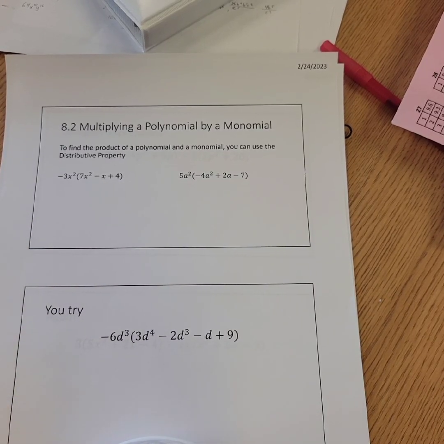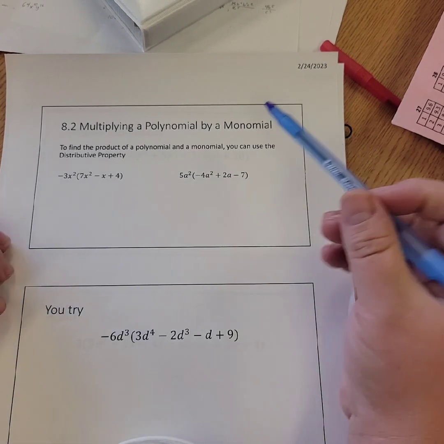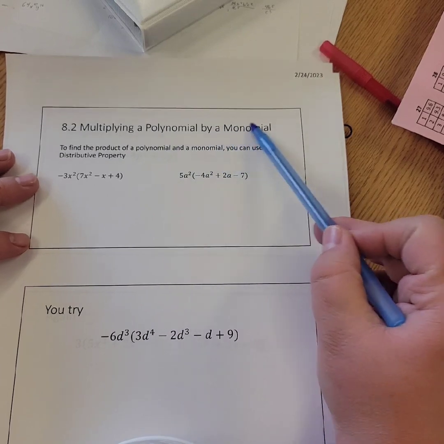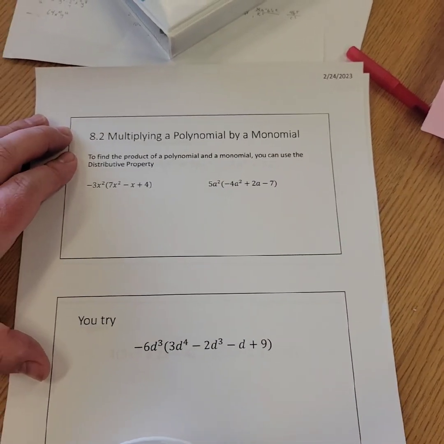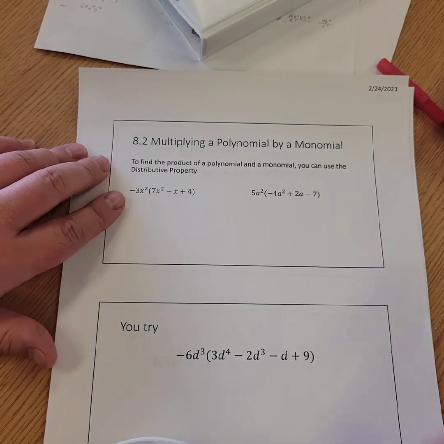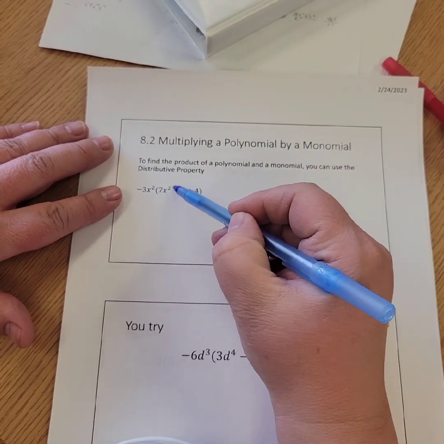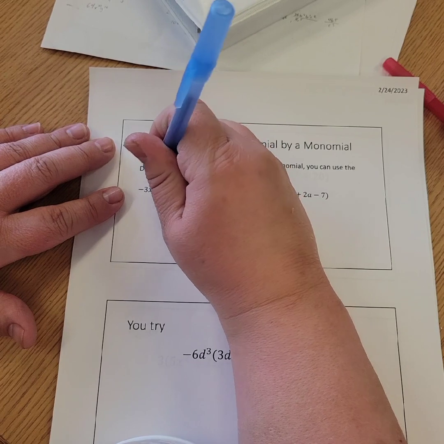Okay, so 8.2, multiplying a polynomial by a monomial. So something with many pieces by something with one. Okay, so we have this and we're going to distribute it in.